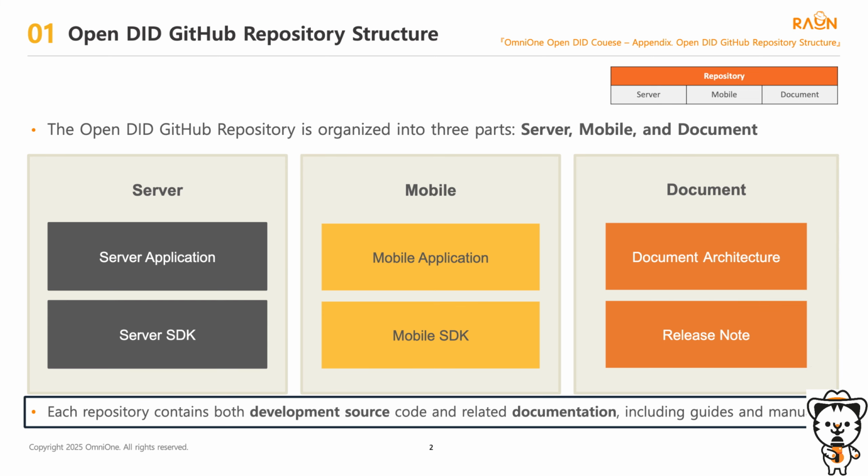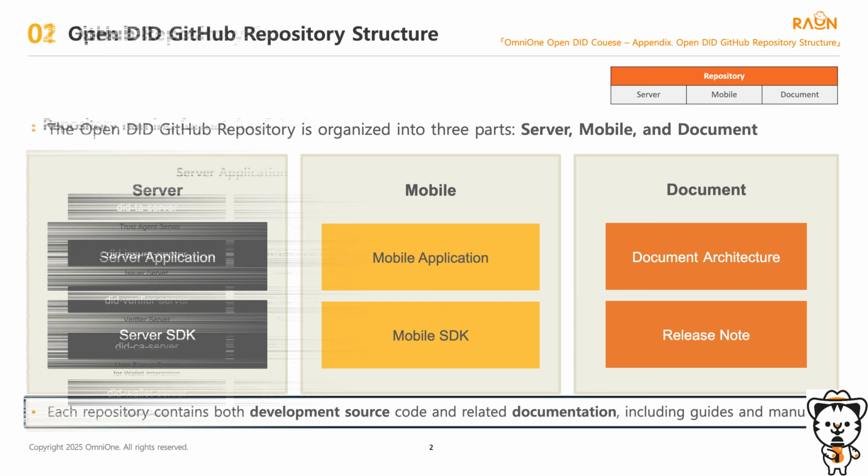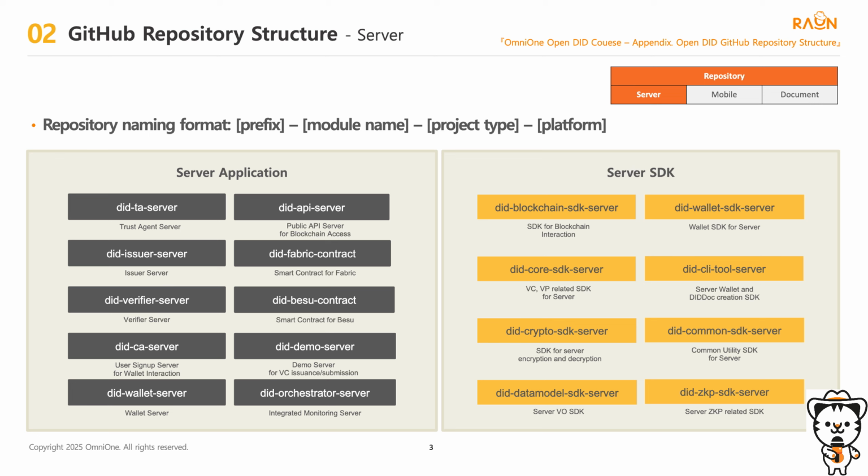For your information, each repository is internally composed of a source project and documents. The source project consists of development source code, which is the actual code for Open DID to operate. The documents include design documents and guides for the entire project. From now on, let's briefly look at each one.